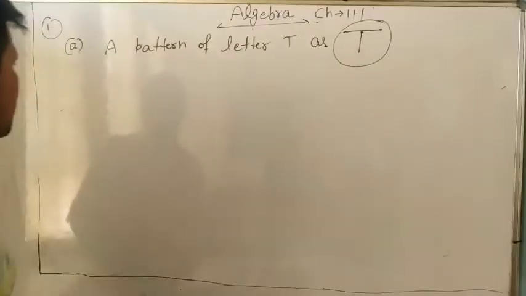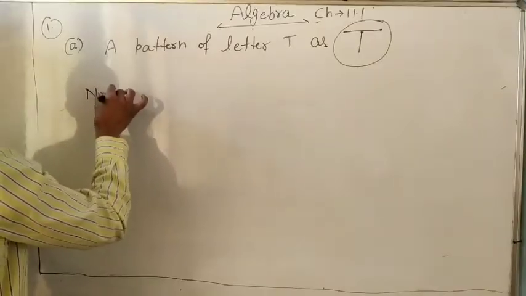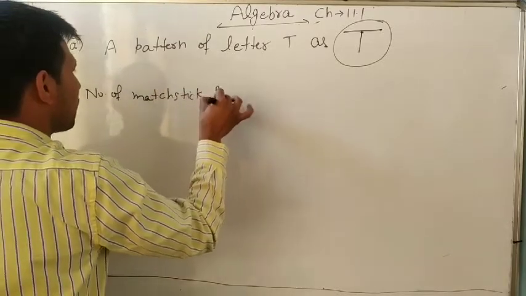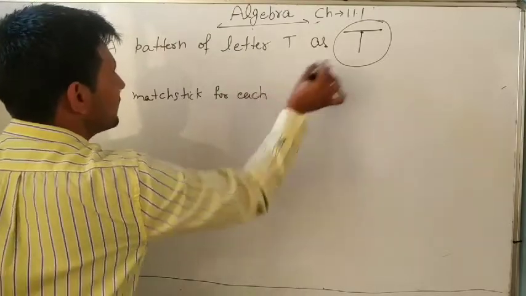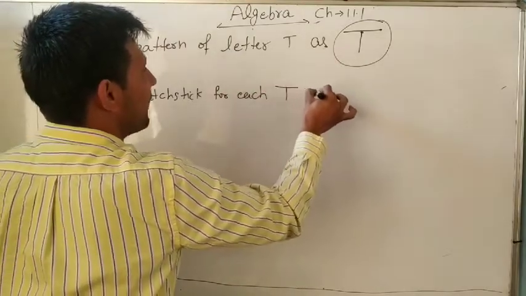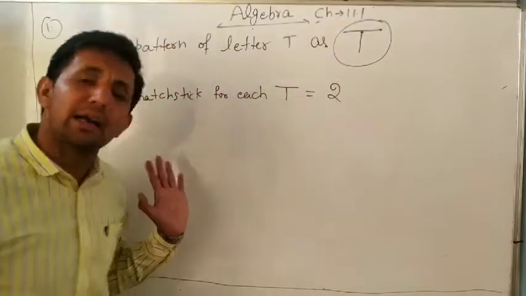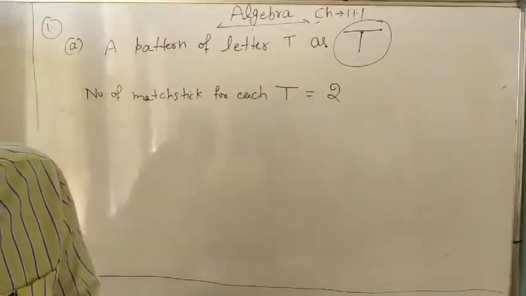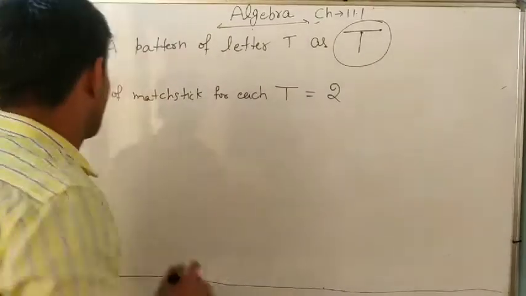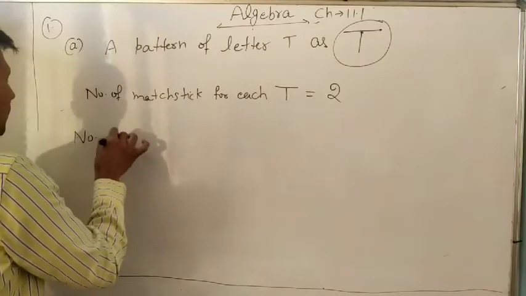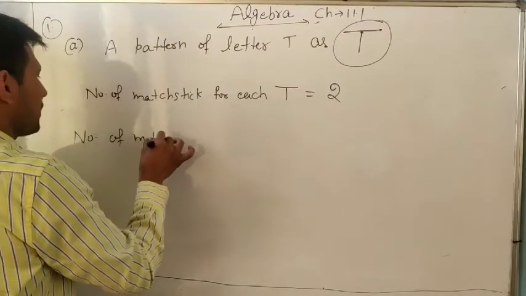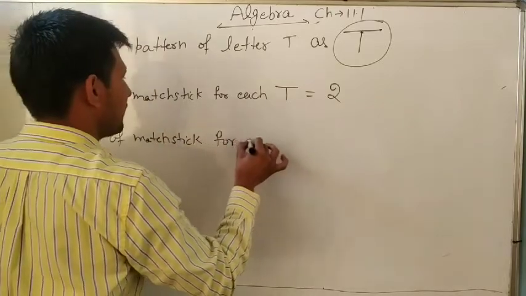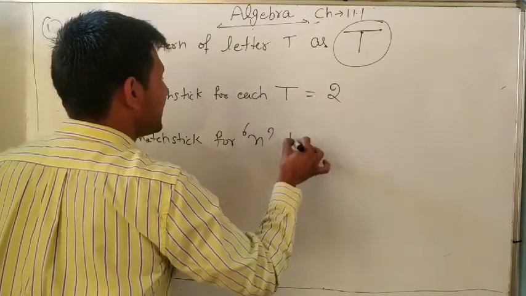1 matchstick, it is 2 matchsticks. You can write number of matchsticks for each T is 2. Understand? It is very simple. So same as in the question, use a variable. So write number of matchsticks for how many T? For n T. How many T?